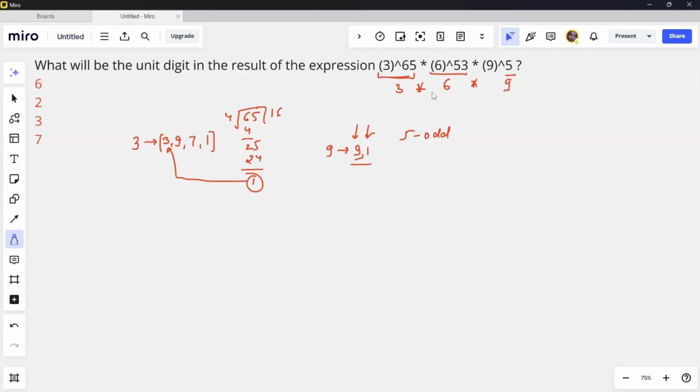Okay. Now let's multiply these numbers. 9 6s are 54. So 9 6s are 54, and 54 times 3: 4 3s are 12, 1 carry, 5 3s are 15, plus 1 carry, 16, so 162. And what is the unit digit of this product? It is 2. So our answer is 2, which is the second option. So our second option is the correct option. Thank you.